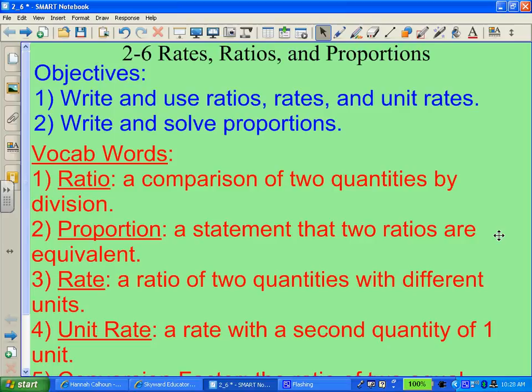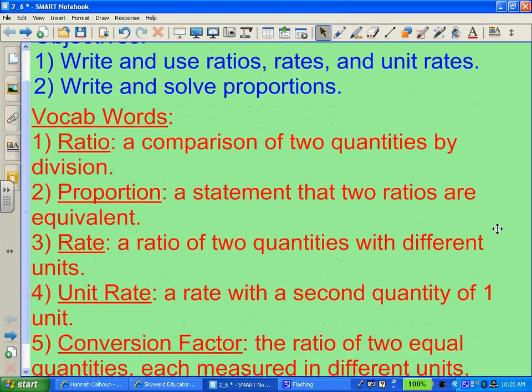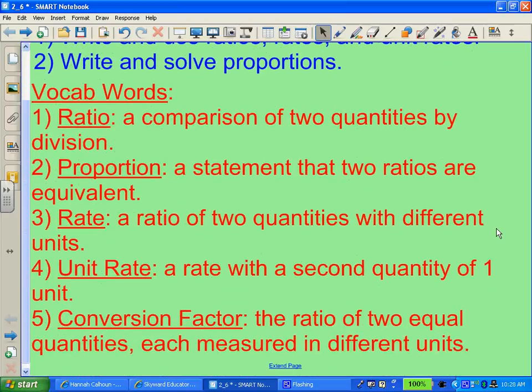So you got 5 vocab words today. First one's ratio, which just compares two quantities by division. We'll see these a lot, like the ratio of heights between children and adults is 4:1 or something like that. Proportion is when you have two ratios that are set equal to each other. Rates is just something like miles per hour. So it's two quantities with different units, like 60 miles per 1 hour.